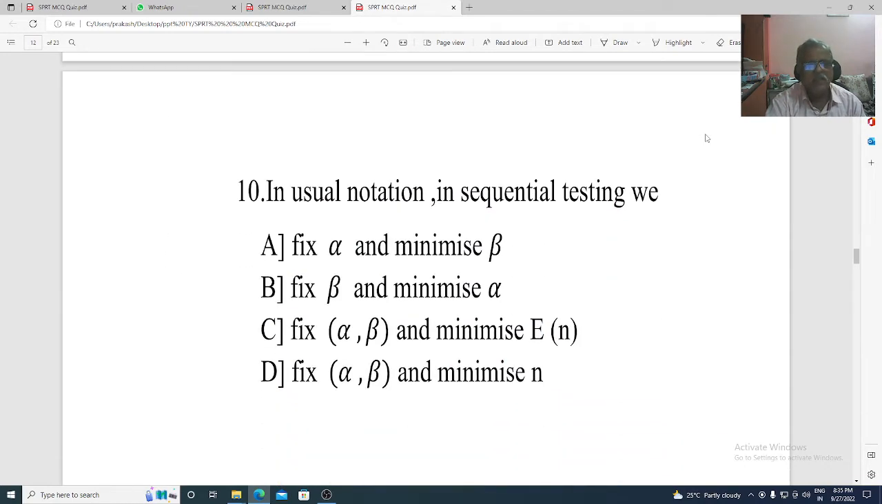Question 10. In usual notation, in sequential testing, we option A fix alpha and minimize beta, option B fix beta and minimize alpha, option C fix alpha beta and minimize expected value of n, and option D fix alpha beta and minimize n. The correct option is option D, fix alpha beta and minimize n.